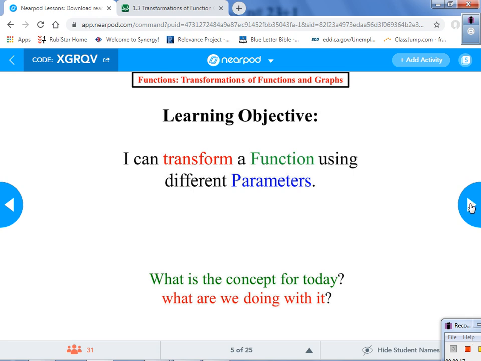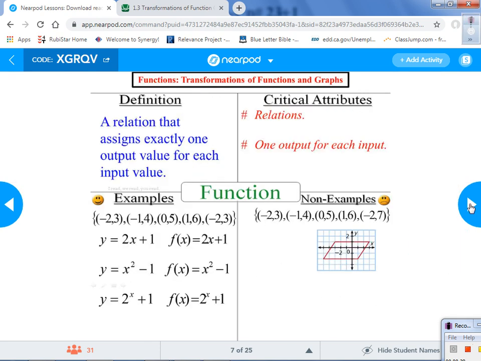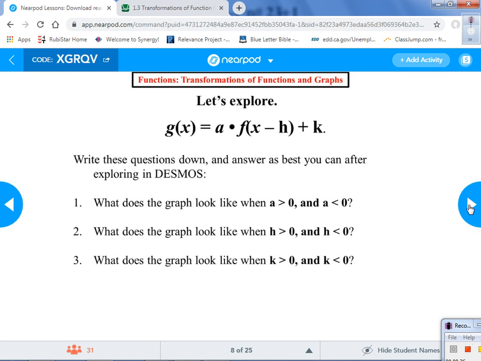We don't need a warm-up. I want us to get started right away. But by now, you should know that functions are relations with exactly one output for every input. Jordan, focus. Examples, non-examples. Last week, we left off with this, yes?